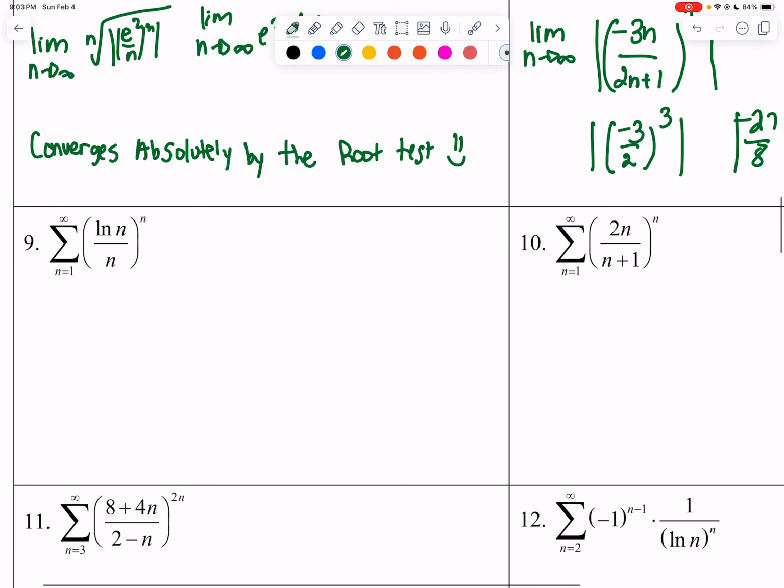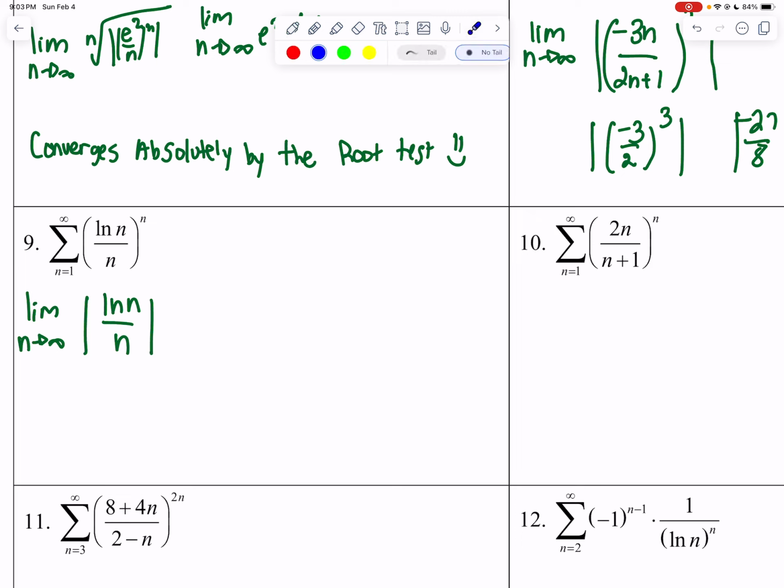All right, same thing with number 9. So the limit as n approaches infinity of the absolute value of ln of n over n. And then I have n times 1 over n, which is just going to be 1. So now I have infinity over infinity, which means I'm going to use good old L'Hopital's.